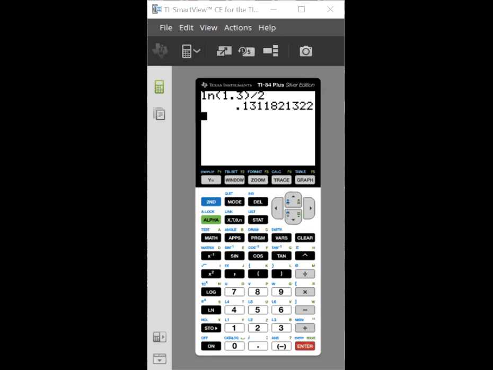Now since we have the value for k and the value for c, we know the answer for part A. The function that represents the population of the rabbits is in the form y equals c times e to the power kt. C is 100 and k is 0.13118, multiplied by t.